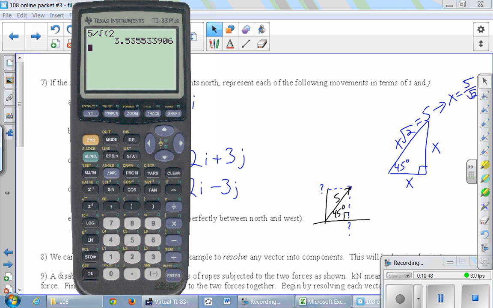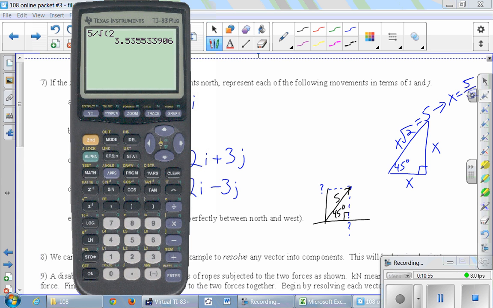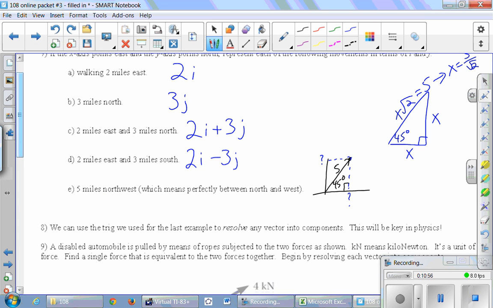So apparently we're going about 3.5 in the x and y direction. Okay, so this one, if you want the exact answer, is 5 over root 2 i plus 5 over root 2 j. Because it's that perfectly 45-degree one, we know it's the same. And then that's approximately 3.5355 i, and then the same thing for the j.